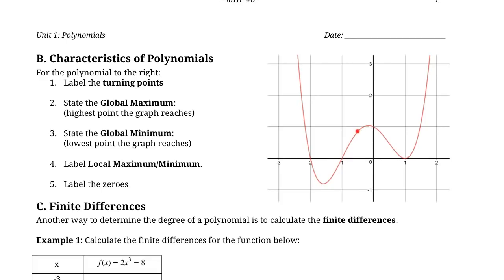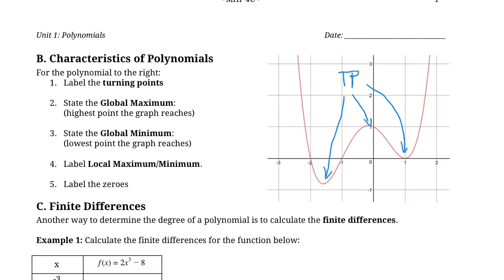And same thing here. We have to go from up to down, right? So that's going to be a turning point here. And then from here, we have to go from down to up. So that's going to be another turning point here. I'm going to call those turning points TP, just for short. So we have a turning point there, there, and there. Those are the turning points of our equation.